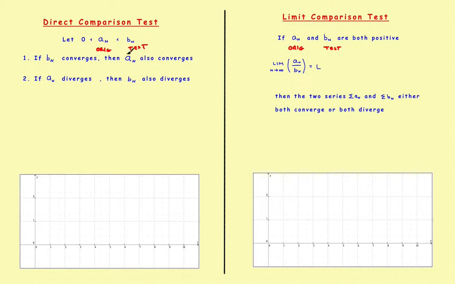Now the idea is if the test sequence is a little bit simpler, you will know whether the test sequence diverges or converges. And then you can use that information, the behavior of the test sequence, to predict the behavior of the original sequence. So in this case, let's first look at the direct comparison test, and you should be familiar with this one from the last video.